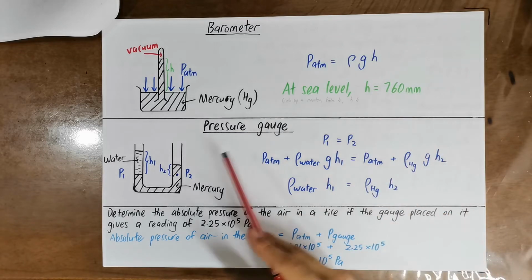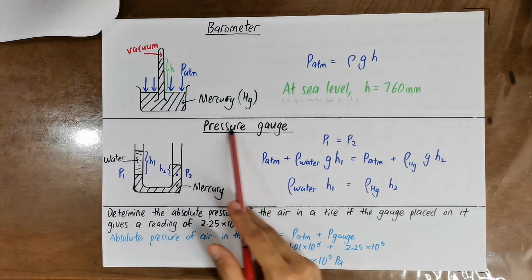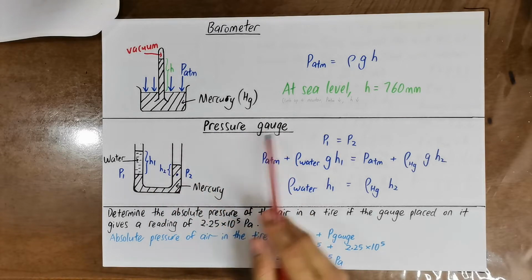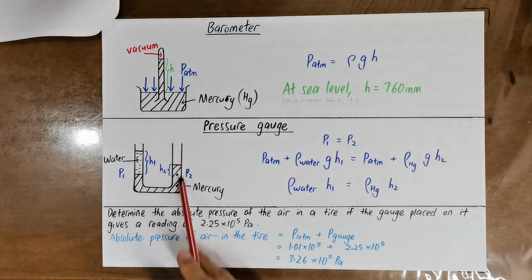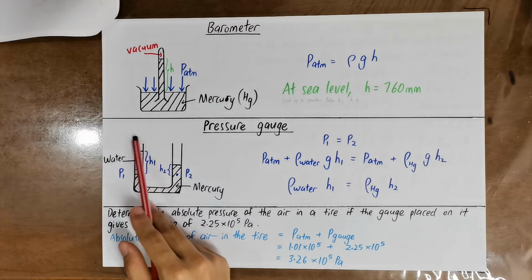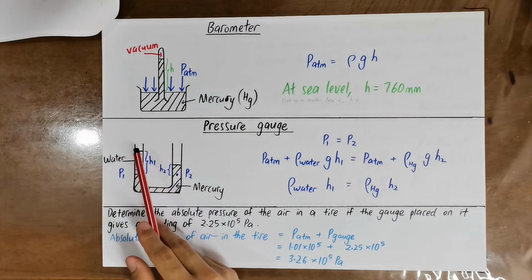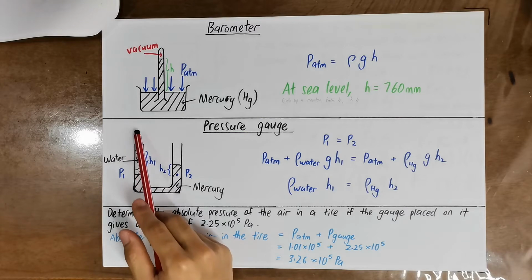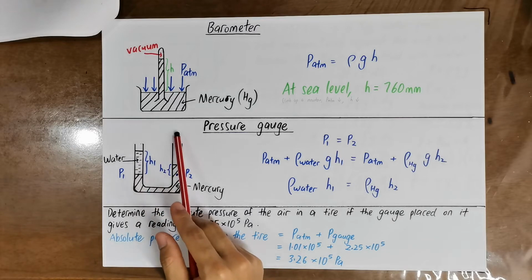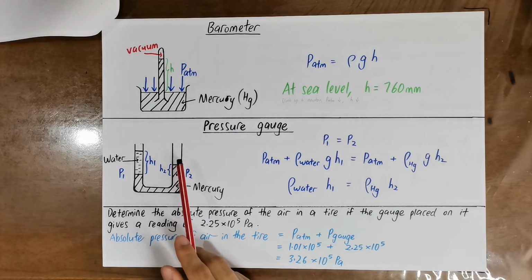So this is a pressure gauge. You have two limbs in the U-shaped tube here. This is point 1, and this is point 2. The end of the tube is open. That means the atmospheric pressure will push on this surface, and the atmospheric pressure will push on this surface as well.